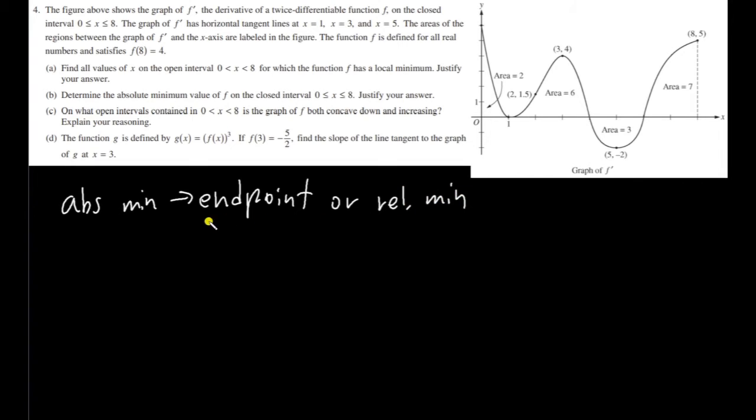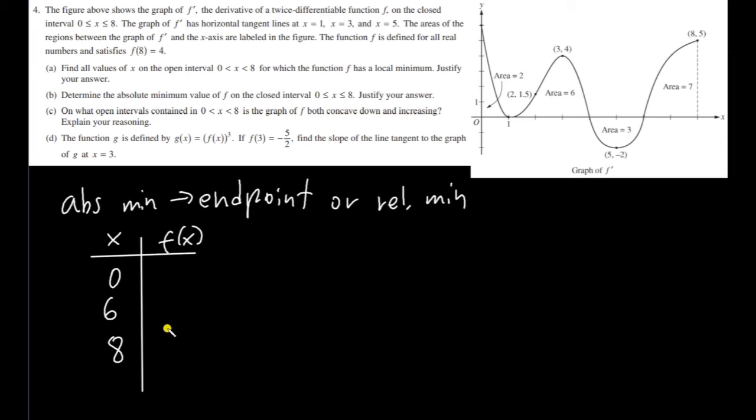Okay, so we're going to check all of the endpoints and all of the relative minimum to find out where the absolute minimum is. So what we're going to do is set up a little table, right? So we'll have x and f of x, and in the x we'll put all of the endpoints and all of the relative minimum. The endpoints, going from 0 to 8, are 0 and 8, and then we also have a relative minimum, remember, at x equals 6. And so we need to figure out what is f of 0, f of 6, and f of 8.